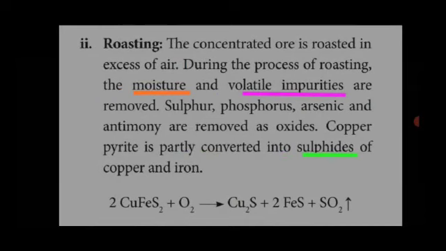The second step is roasting. The concentrated ore is roasted in excess of air. During roasting, the moisture and volatile impurities are removed. Sulphur, phosphorus, arsenic and antimony are removed as oxides. The copper pyrites is partially converted into sulphides of copper and iron.